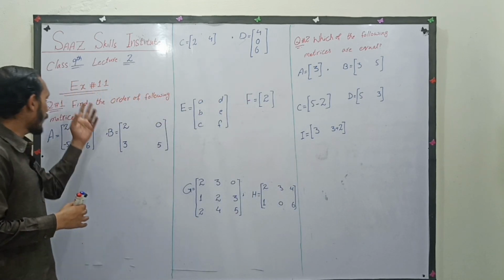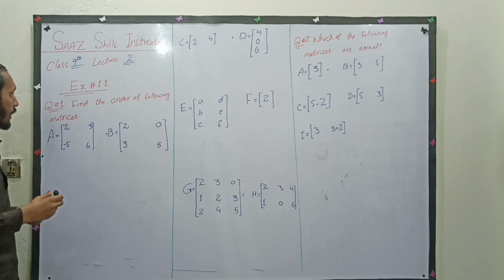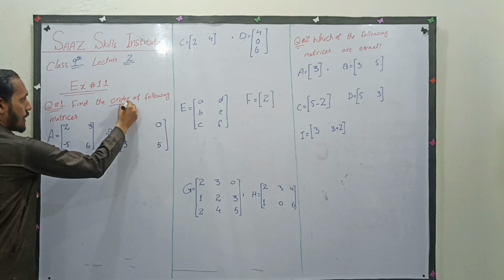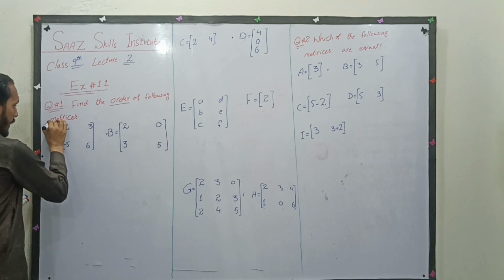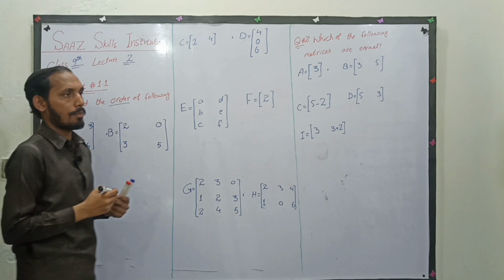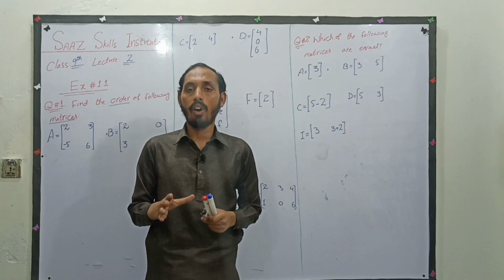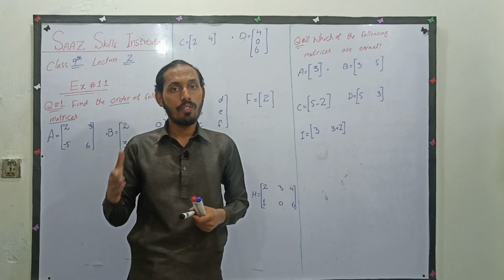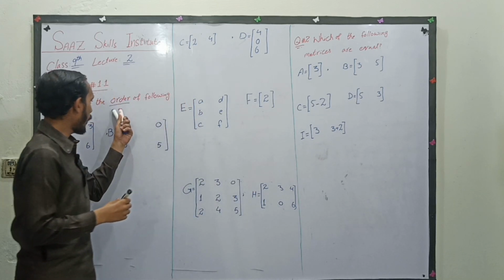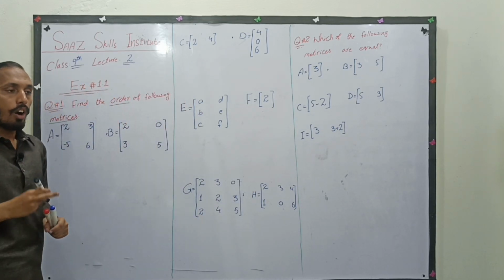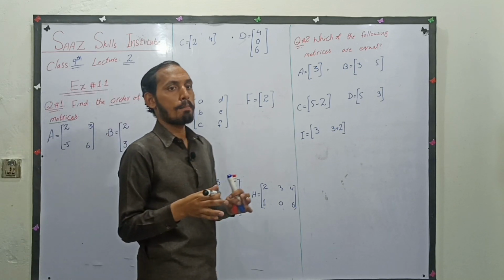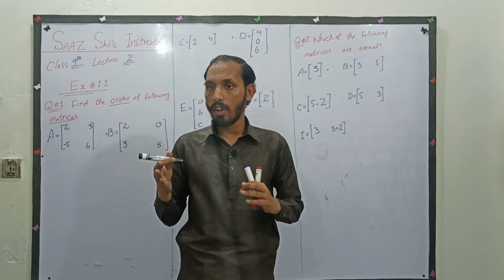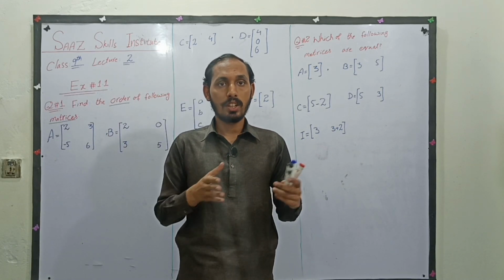आज का हमारा टॉपिक है एक्सरसाइज 1.1: Find the order of the following matrices. What is meant by order of the matrices? Matrices हमने पढ़ा है, it is the plural of matrix, which means rectangular array and formation. Now what is the order? We have already discussed the order. Order is specified by the number of rows and number of columns present in any given matrix.